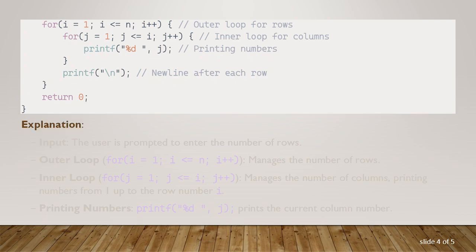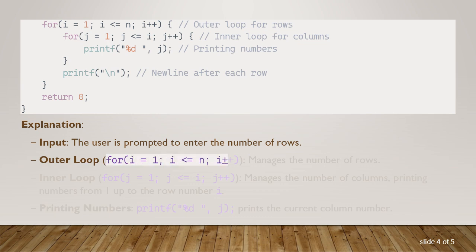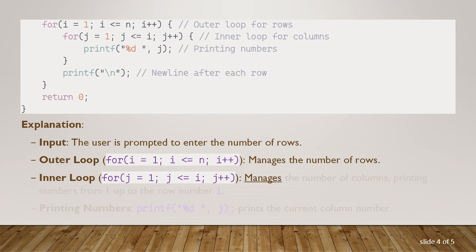Explanation. Input: the user is prompted to enter the number of rows. Outer loop: for i = 1, i <= n, i++, manages the number of rows. Inner loop: for j = 1, j <= i, j++, manages the number of columns, printing numbers from 1 up to the row number i.